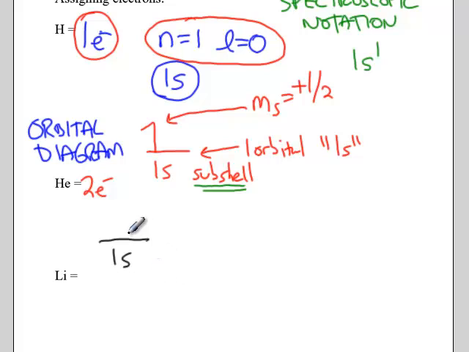We have the 1s subshell, and we only have one orbital in that subshell. And we know the first electron for hydrogen was spin pointing up. The second electron has to go in spin pointing down. So the orbital diagram for helium would look like this. Spectroscopic notation, we write the name of the subshell 1s, and then we put a superscript of 2 because there are 2 electrons in that 1s subshell.